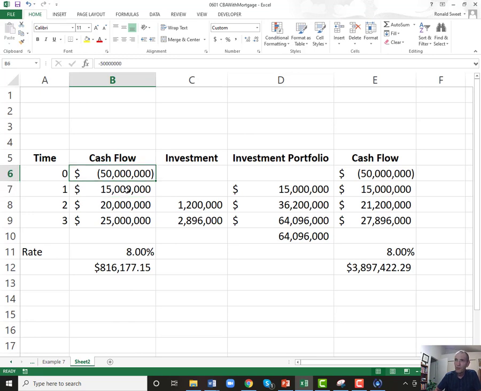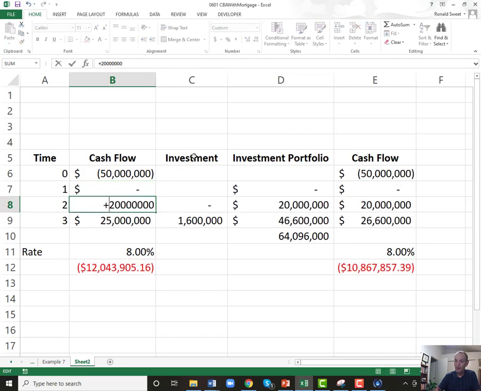What they're missing here is they received the $15 million on the project, but they never sent the $15 million to the company paying them 8%. So to get this correct, what they really did was they had $15 million come in, but they had $15 million go out.